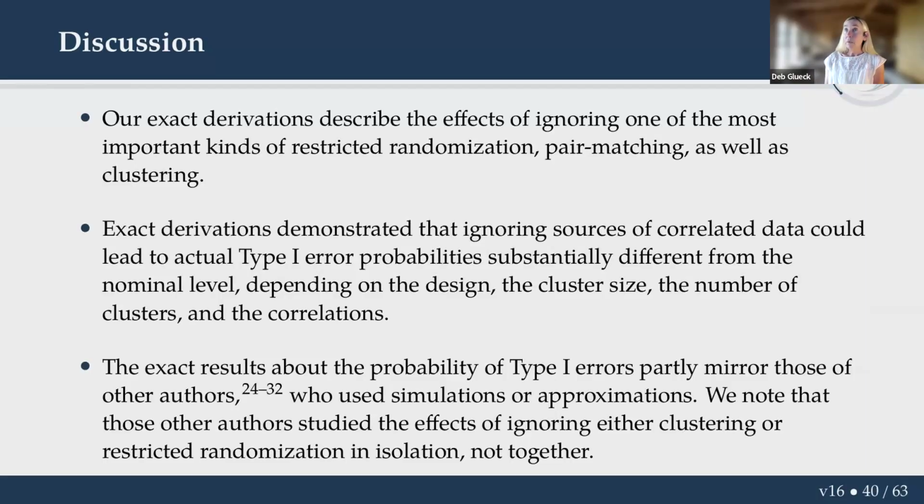Our exact derivations describe the effect of ignoring one of the most important and common kinds of restricted randomization, pair matching, as well as clustering. Our exact derivations demonstrated that ignoring sources of correlated data could lead to actual type 1 error probabilities substantially different from the nominal level, with the amount of error depending on the design, the cluster size, the number of clusters, and the correlations. Our exact results partially mirror those of other authors who used simulations or approximations. We note that these other authors studied the effects of ignoring either clustering or restricted randomization in isolation, but not together.